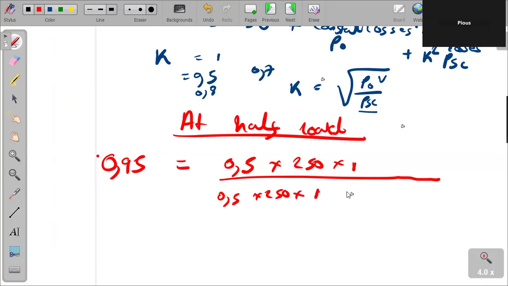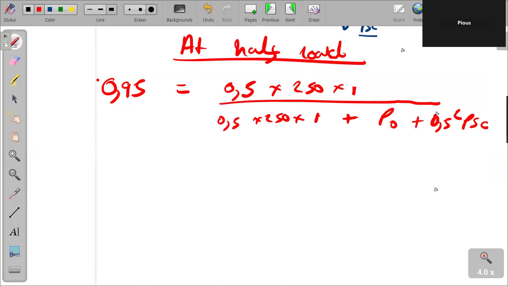So basically, there is nothing much happening. We don't have the constant losses or the variable losses given, but apparently they are the ones we are calculating. Remember, on our formula, the variable losses are multiplied by K squared. So we multiply 0.5 squared by PSC. So we can formulate an equation now based on that statement.